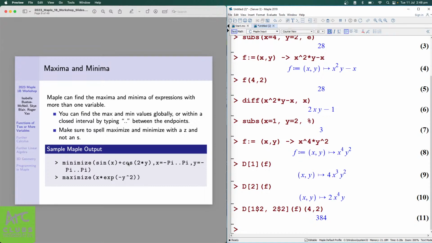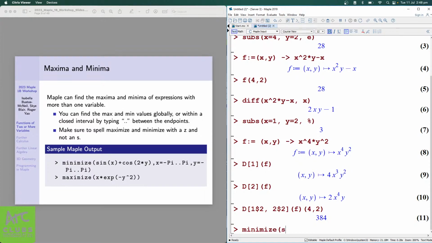So we can also use Maple to find the maxima and minima of expressions with more than one variable, and we can find the max and min values globally or within a closed interval by using the two endpoints. We also need to remember to spell maximize and minimize with Z's, not S's, because we have to use the American spelling here. Otherwise it won't work.